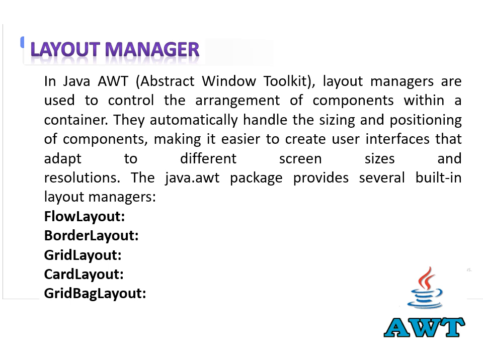Here the flow layout manager is the default layout manager for panel and applet. It arranges the components in a row, moving to the next row if there is not enough space. Border layout helps to divide the container into 5 regions: north, south, east, west and center. Each region can hold one component. The grid layout manager arranges the components in a grid of rows and columns. All cells in the grid have the same size.